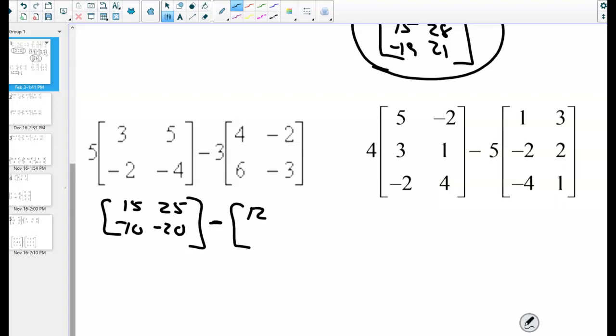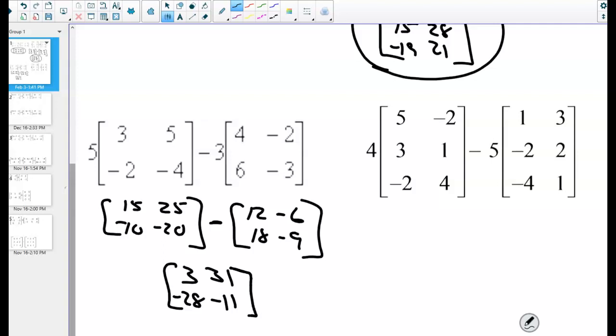So I'm going to get 12, negative 6, 18, negative 9. And now we're going to subtract. 15 minus 12 is 3. 25 minus a negative 6, 31. Negative 10 minus 18, negative 28. And negative 20 minus a negative 9 is negative 11.